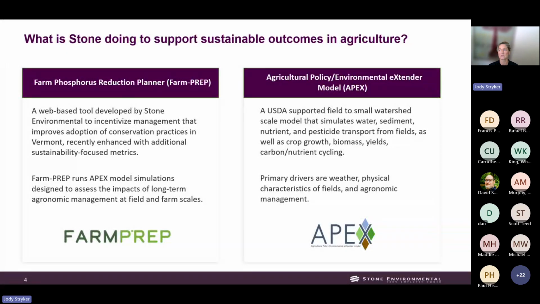This is a well-vetted, physically based model supported by the USDA that simulates water, sediment, nutrient, and pesticide transport, as well as crop growth, biomass and yields, and nutrient cycling, including carbon. The primary drivers of the model are weather, physical characteristics of fields, and agronomic management, so including crops grown, tillage, manure and fertilizer applications, and the implementation of practices.